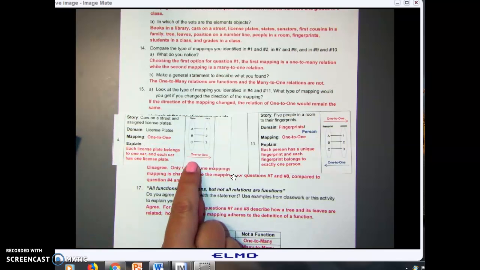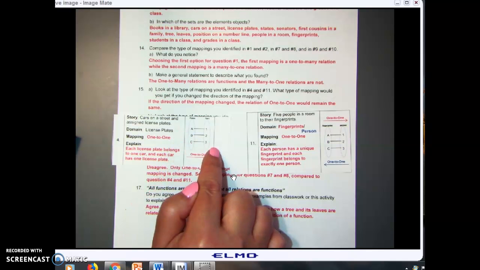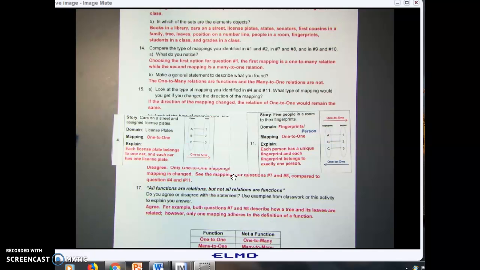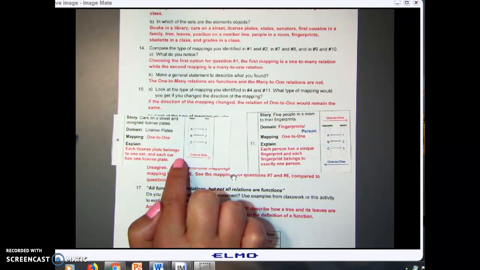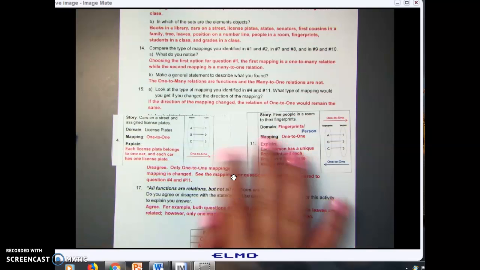So on this one, do you see that each license plate goes to exactly one car, and each car has exactly one license plate, meaning designated license plate, not a front and a back type situation. So whether we go from left to right or from right to left, the mapping is always going to be 1 to 1. So when I reverse it, it's still going to be 1 to 1.